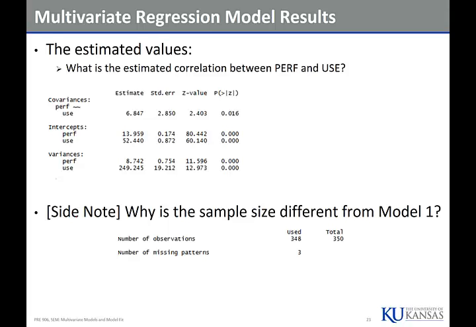So here are our estimated values themselves. You'll see here we get our covariance. Let's start with intercepts. The performance intercept, 13.959. The usefulness intercept, 52.440. Well, performance was a scaled score or a number correct out of 20 items on a math test. Usefulness was a kind of psychometric variable that went between 0 and 100 or something like that. So that's the mean usefulness. Here are the variances of both. You'll see the variance for usefulness is a lot bigger than the variance for performance.